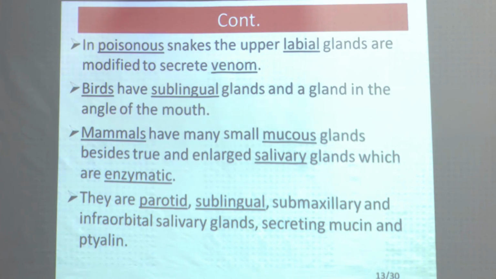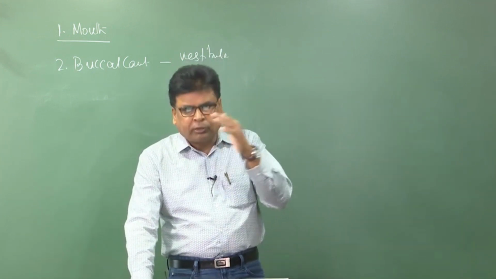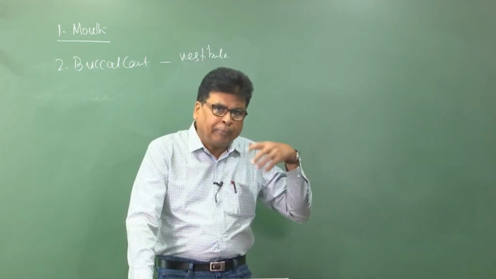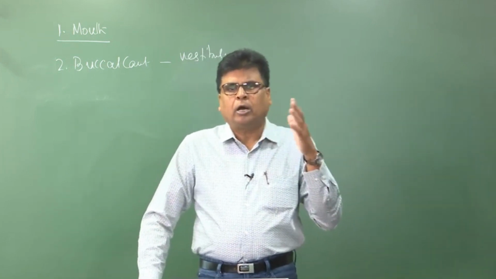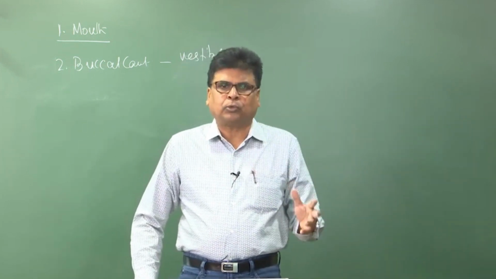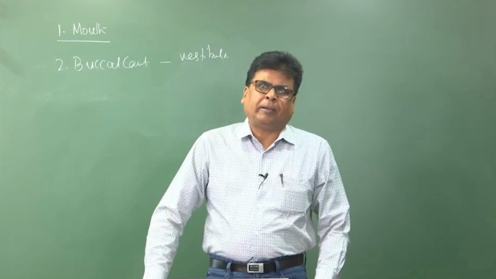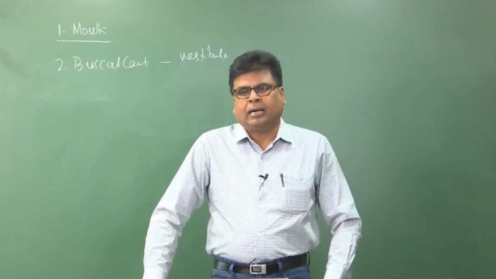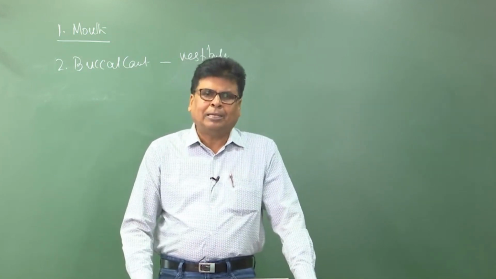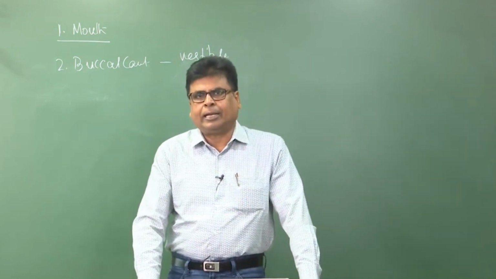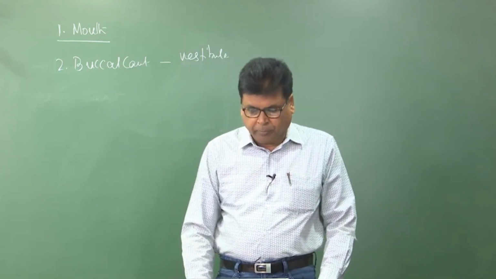So I am telling about the derivatives of the buccal cavity in different vertebrates. This is why it is known as comparative anatomy. I am giving a comparative study of the oral glands of different vertebrates. The most important one is in mammals, which have both types of glands in the buccal cavity, secreting mucus and enzymes. The most important enzyme-secreting gland in mammals is the salivary gland, which may be parotid, sublingual, submaxillary, or infraorbital.